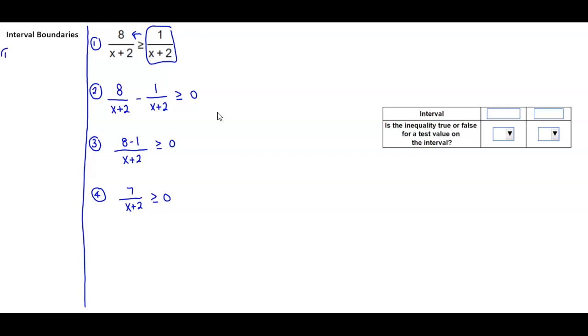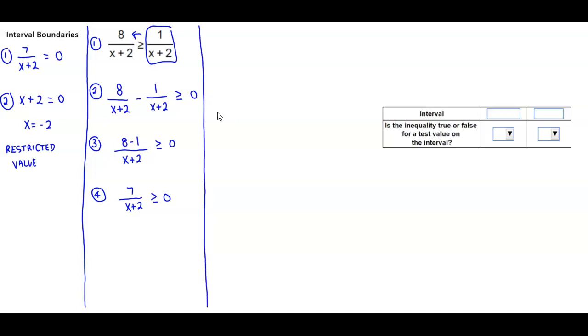Now to find the interval boundaries, we're going to look at the rational inequality and turn it into an equation. The numerator does not contain an x, so we're not going to be using a numerator to determine the interval boundary, but the denominator does have a variable. So we have x plus 2 equals 0, and therefore x is going to equal negative 2. Now keep in mind that negative 2 is a restricted value because that would make the denominator 0. So we need to make sure that we know that that's a restricted value.